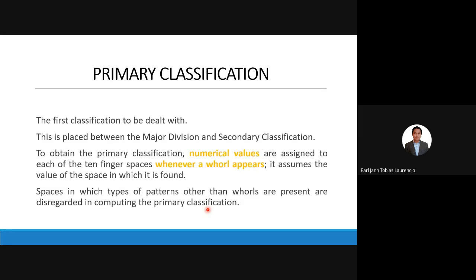Kung ayaw nyong magklase ngayon, sabihin nyo lang. Marami pa akong gagawin. Sinasayang natin ang oras natin dito.